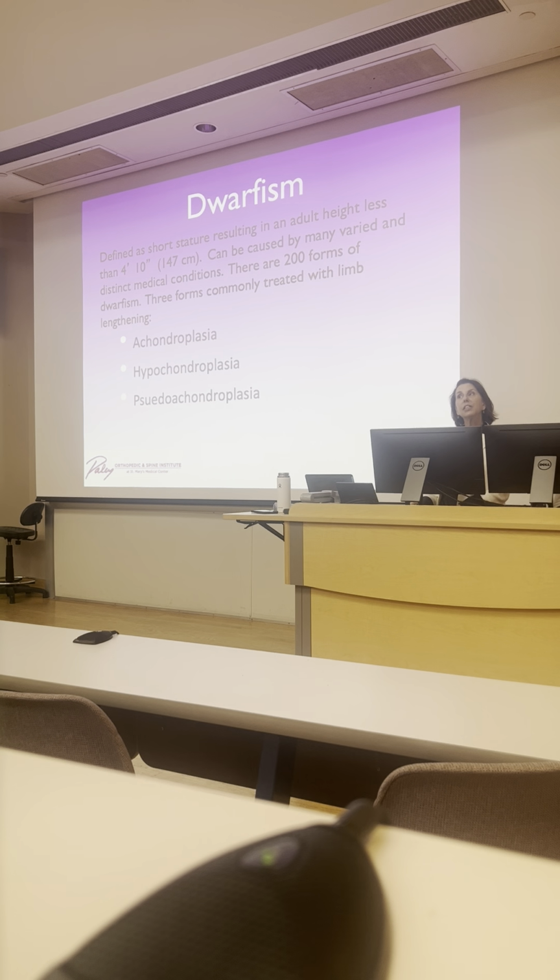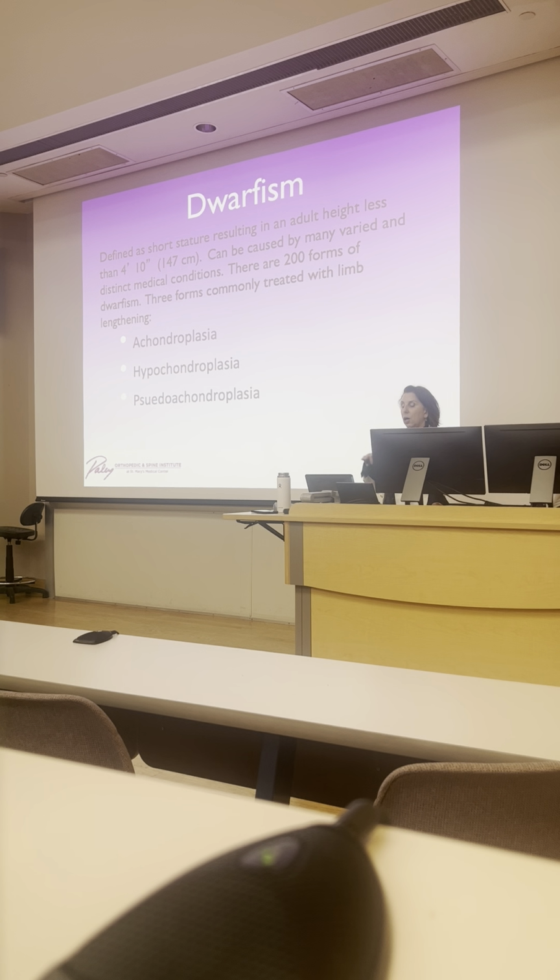Dwarfism, and this is controversial in this country, to lengthen folks with dwarfism. It is defined as short stature of adult height less than 4'10". There's over 200 causes of dwarfism. The most common is achondroplasia.